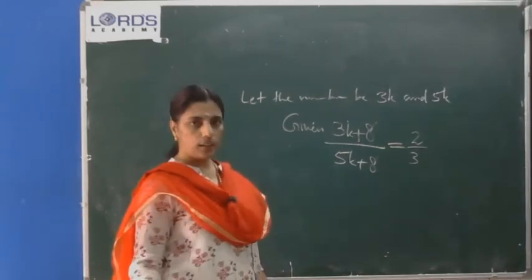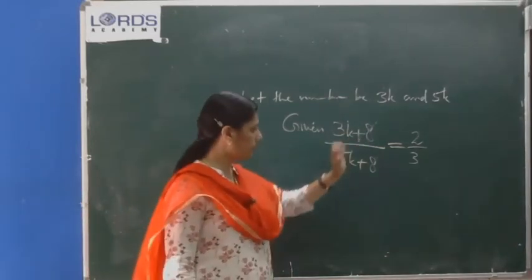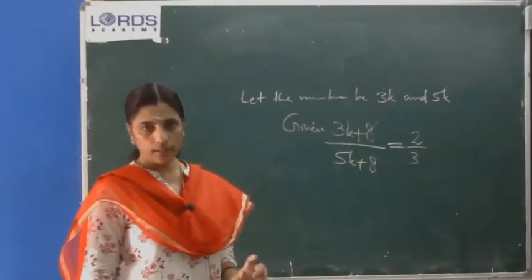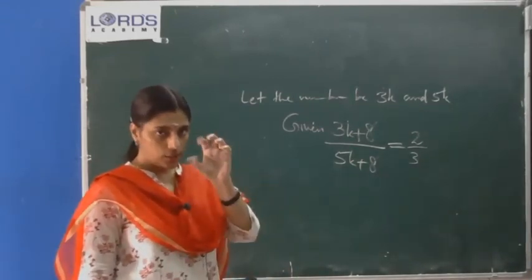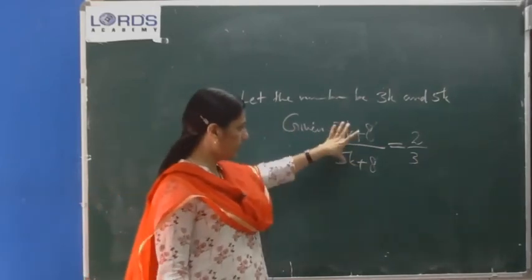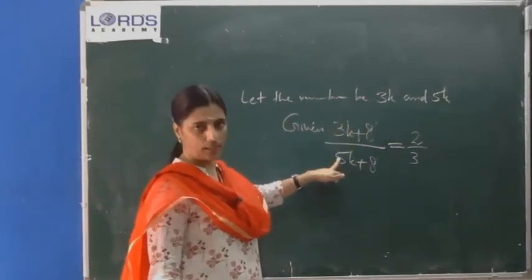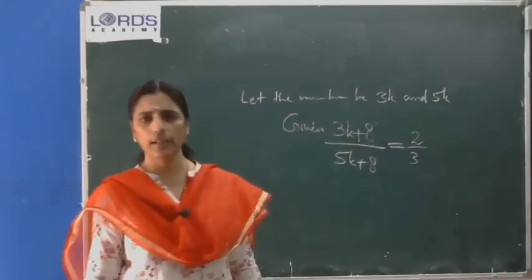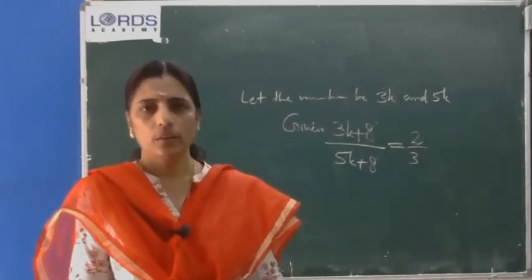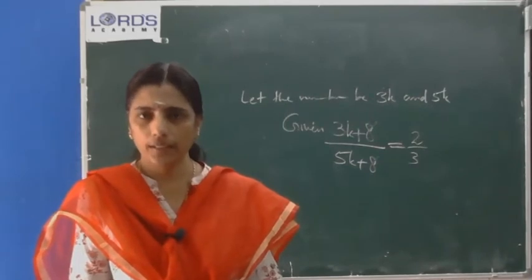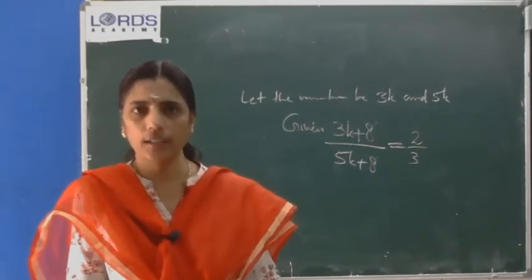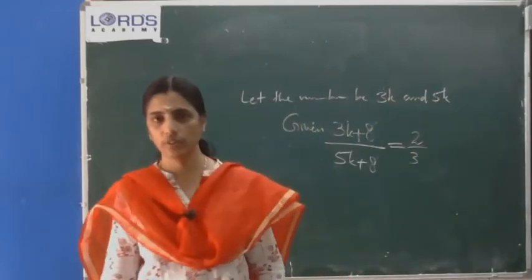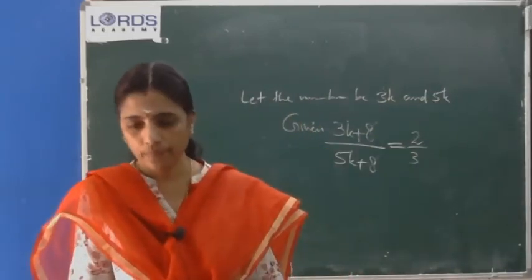Now 8 is added to each number, so I added 8 to both the first number and the second number. Then they told that after adding, their ratio, first by second, is equal to 2/3. Now how will you get the numbers? You have to cross multiply, get the value of k, and after getting k, substitute to get the original numbers.